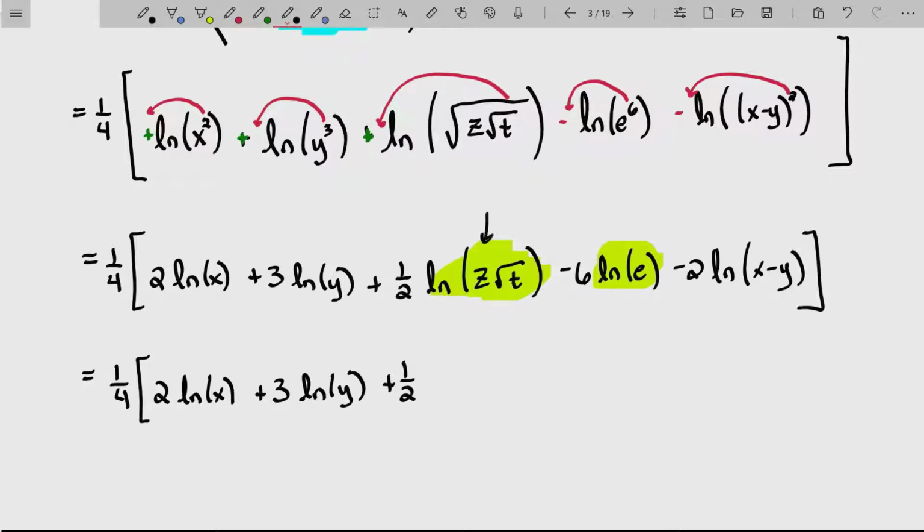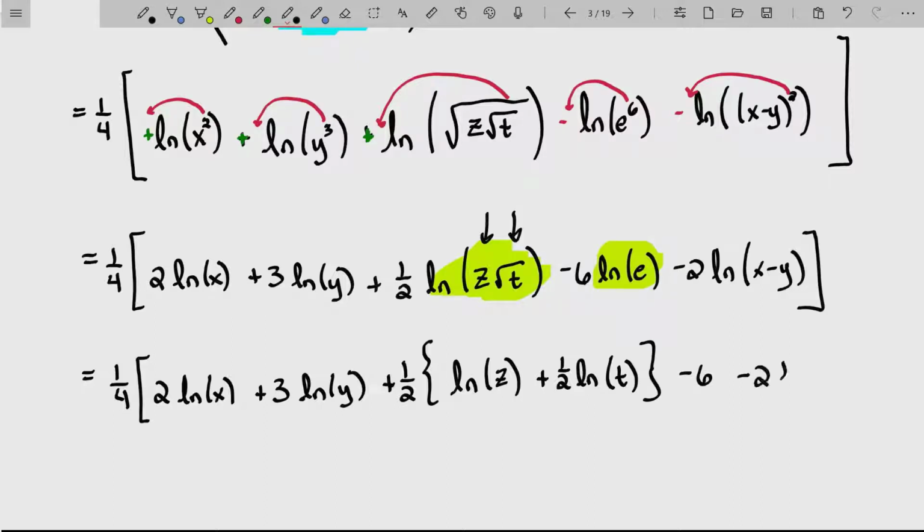Remember, this is a product of two objects. So I'll do it this way. Natural log of z plus. And once you're super used to logarithms, which you should be at this point, you just say that's 1/2 the natural log of t. You should be awesomely okay with that. And then minus 6 times 1, and then minus 2 natural log of x minus y.